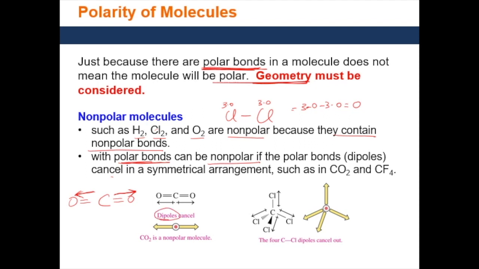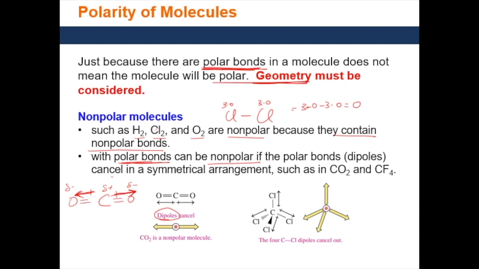The polarity in a bond is also referred to as dipole. The direction of the dipole goes from partially positive to partially negative, from the less electronegative to the more electronegative atom. So here the direction of polarity is going from carbon to oxygen, carbon to oxygen. They are both pulling in opposite directions. What would happen? They will cancel each other out. So the molecule will be non-polar.